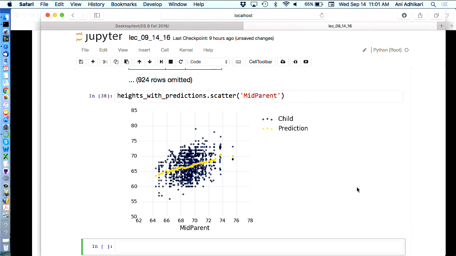But the same idea, you got a new point, find your old points that were near it, use some kind of average of their values as your prediction. That is what goes on in most prediction that's done in data science.